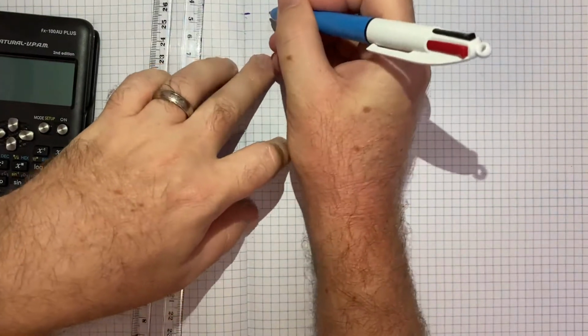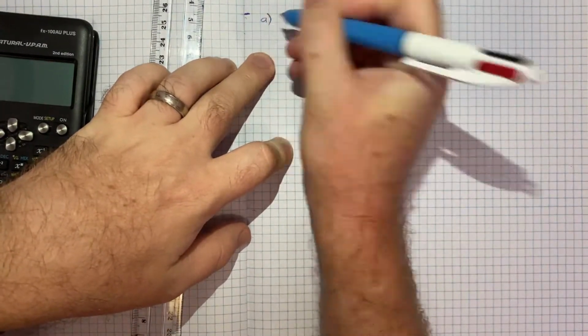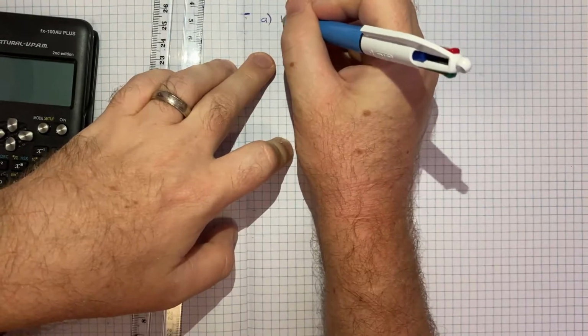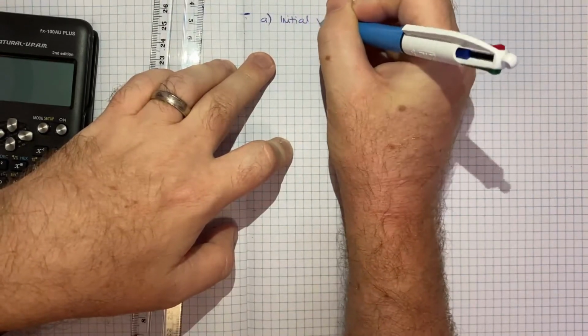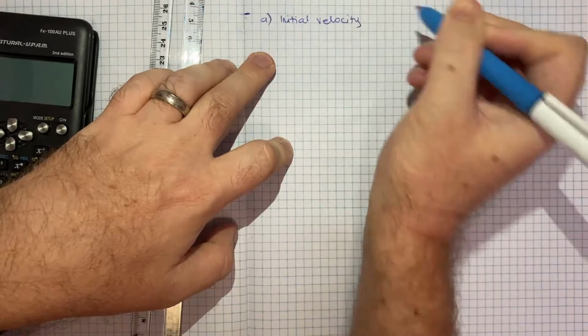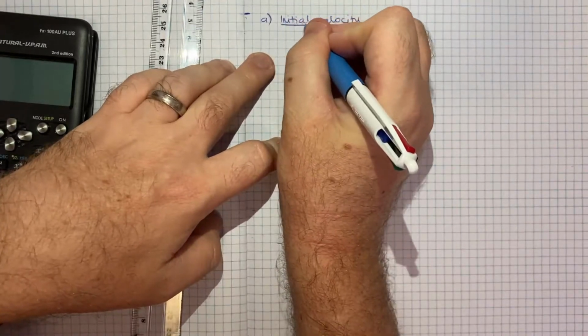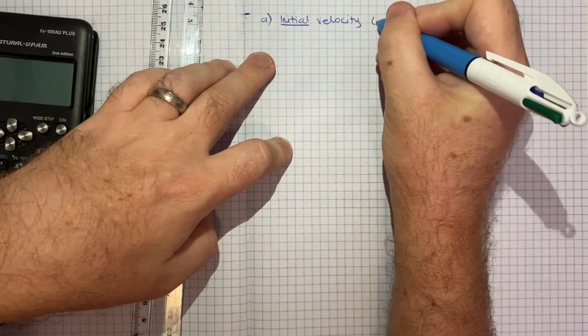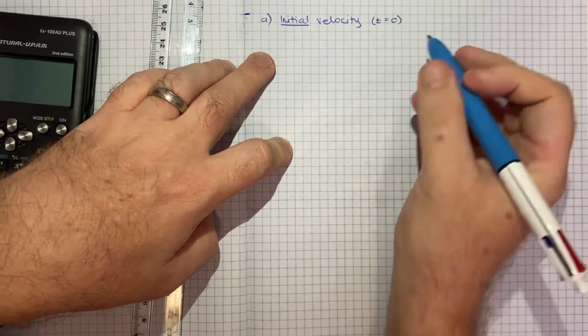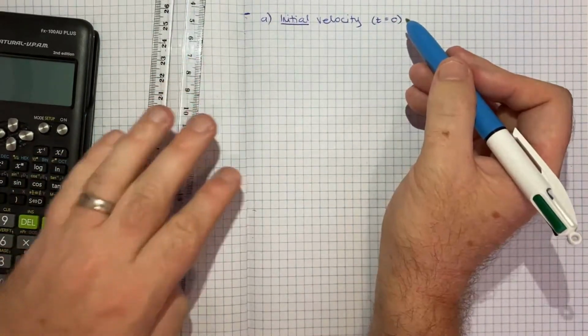Alright, so for part A, we want to find the initial velocity, and whenever you see the word initial in these kinds of questions, what we're dealing with is t is equal to 0, in other words at the start of the time period.